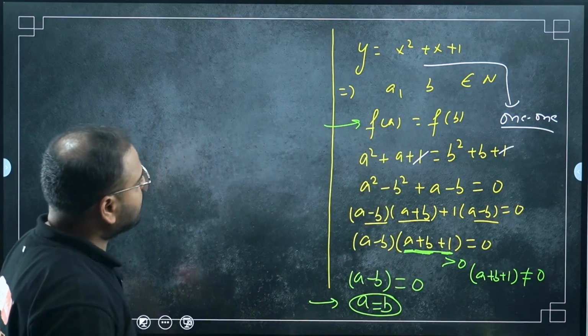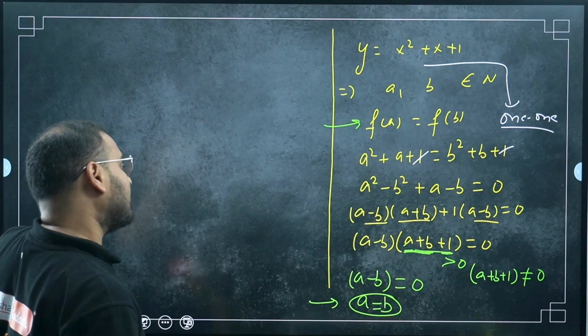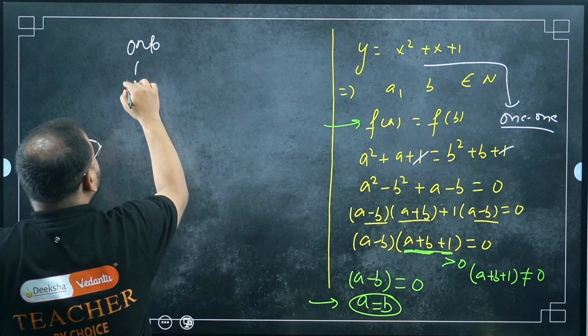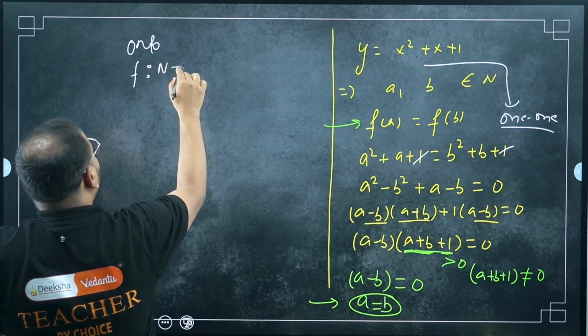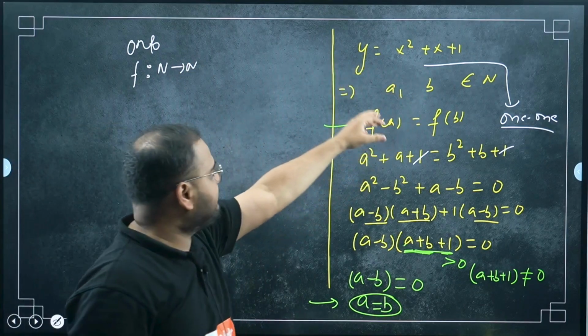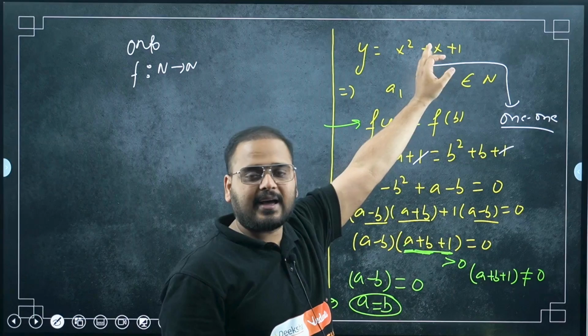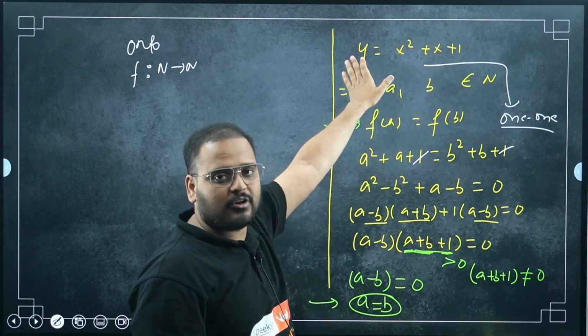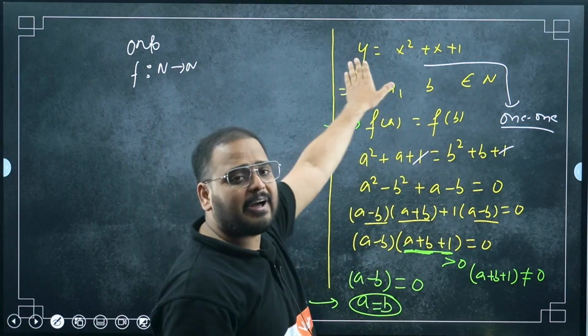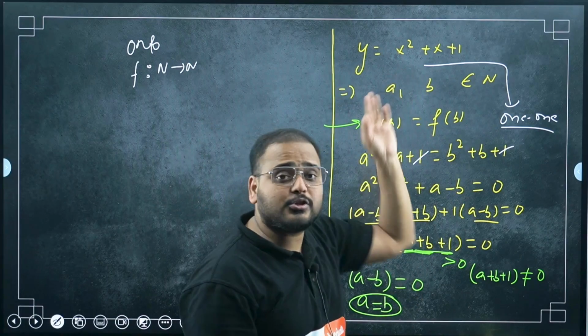What about onto? Let's check. Now we're going to check for onto. We know the function is defined from natural numbers to natural numbers. It means if I take any natural number for y, then x should also come out as a natural number. Correct, right? I am taking y as some natural number, then x should also come as a natural number.